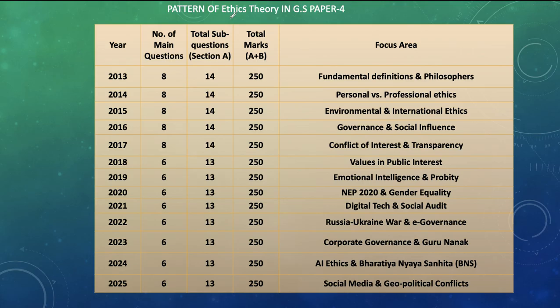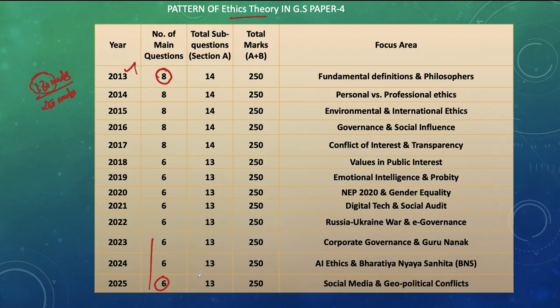Let's look at the pattern of the ethics theory in the GS paper, students. Overall, in ethics, you have two segments: Section A, theory component, and Section B, case study. Case study we'll discuss tomorrow. But with respect to ethics theory, they will be asking you 130 marks out of 250 marks. Initially, when they started in 2013, they used to ask 8 questions, but now the number of questions in the UPSC Mains examination is staying around 6.